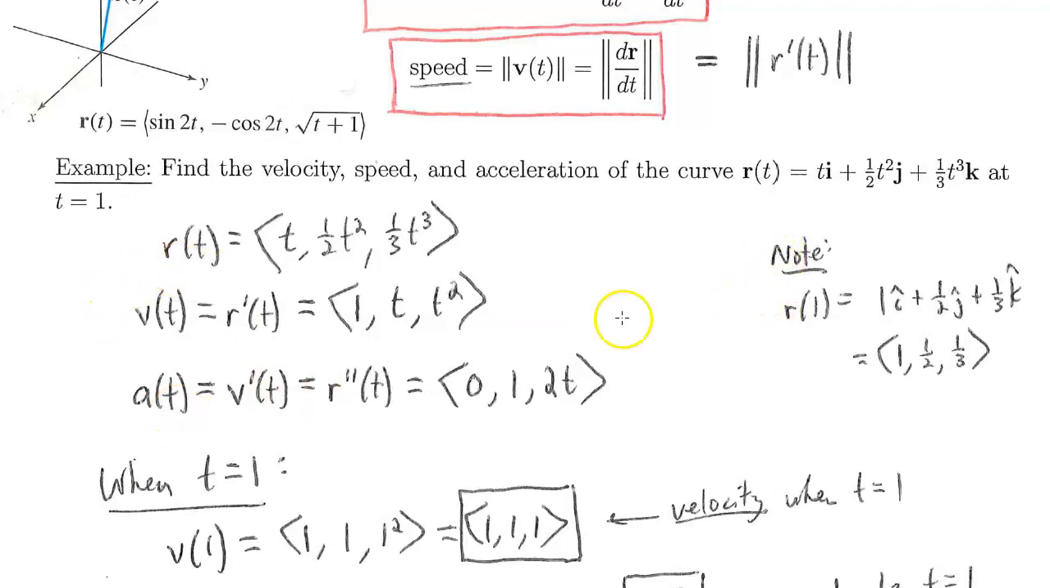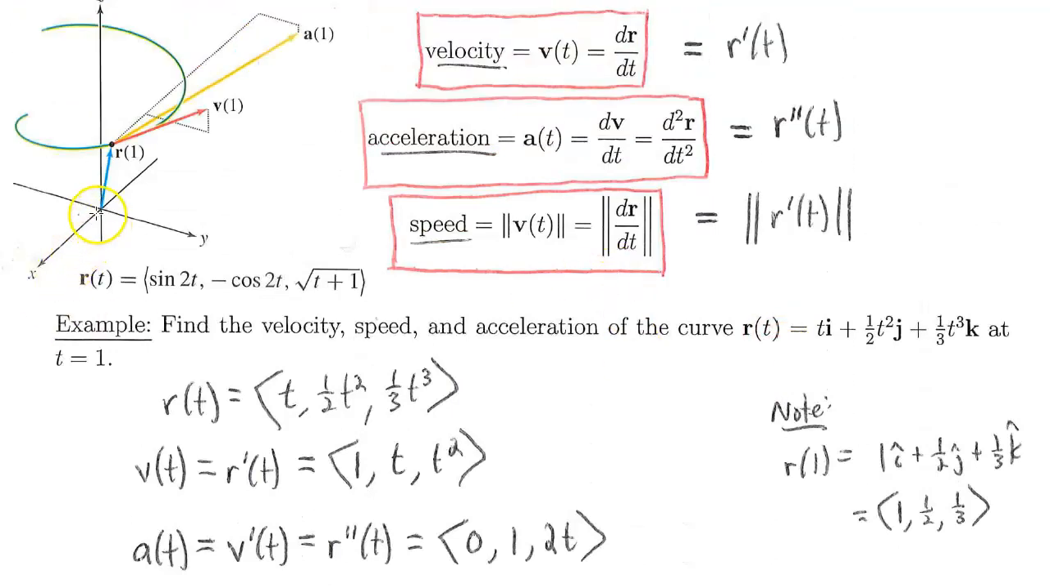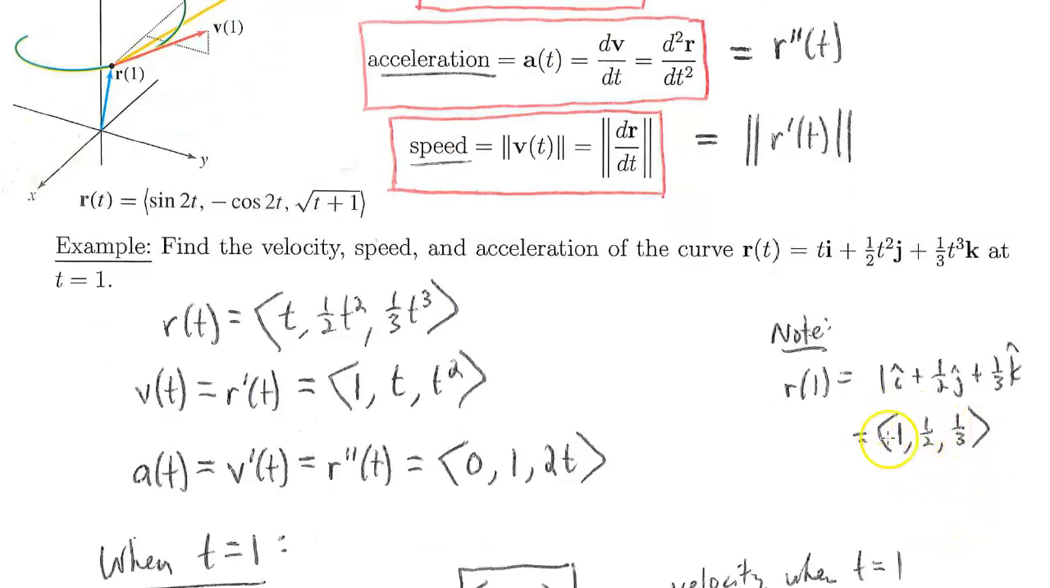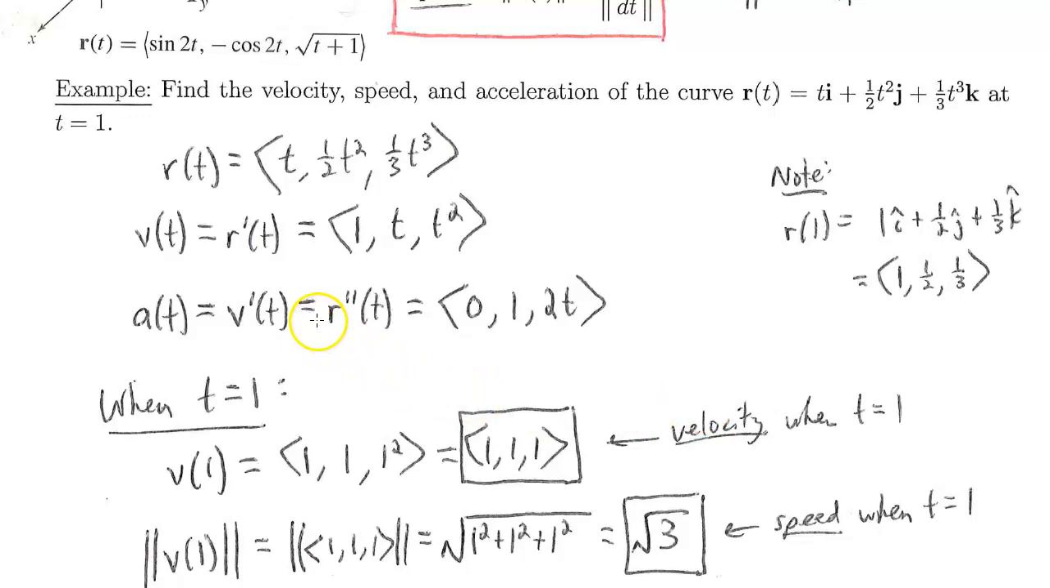Now, notice, though, what's r of 1? We're trying to find your velocity, acceleration, and speed when t is 1. But actually, where are you when t is 1? Plug in 1 for each of these t's here. You're at the point 1, comma, 1/2, comma, 1/3. By the way, when t is 0, you're at the origin, and this curve is going to be coming out from the origin some way like this. But when t is 1, you're at the point 1, 1/2, 1/3. Now when you are at that point, what's your velocity? What's your speed? What's your acceleration? So this is where you are. Now, how fast are you going, and what's your velocity?